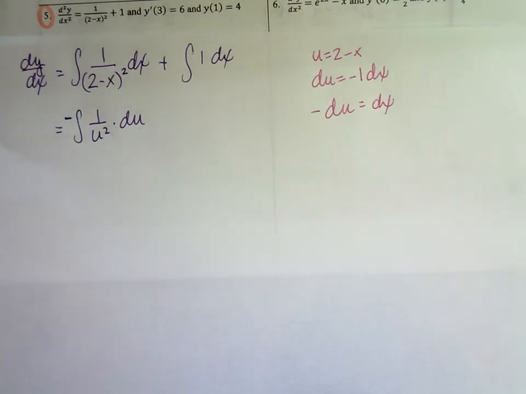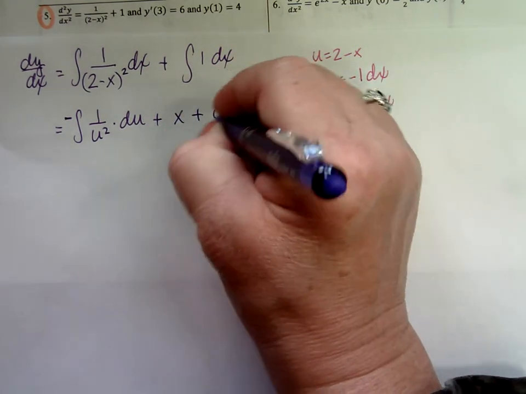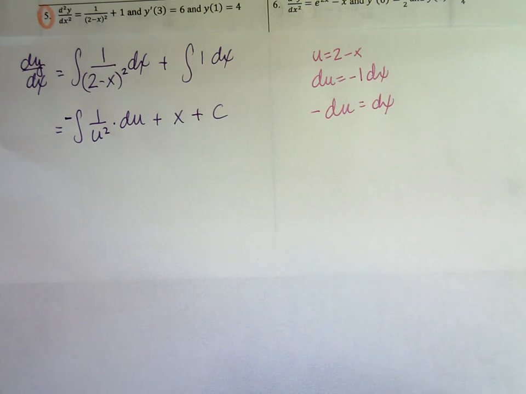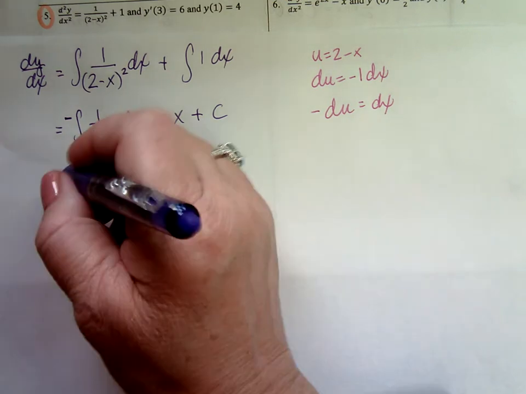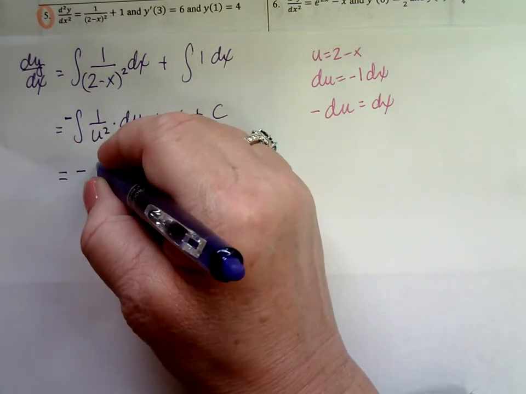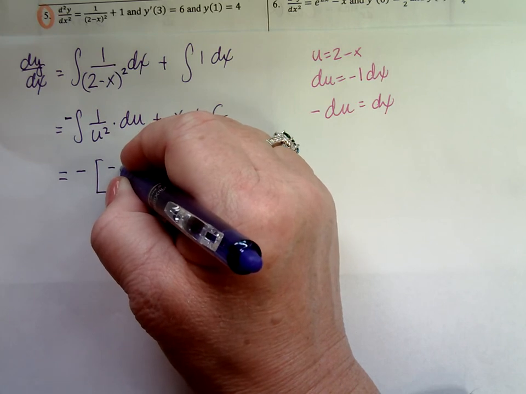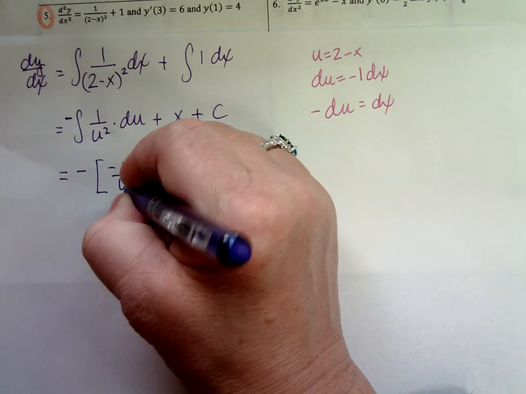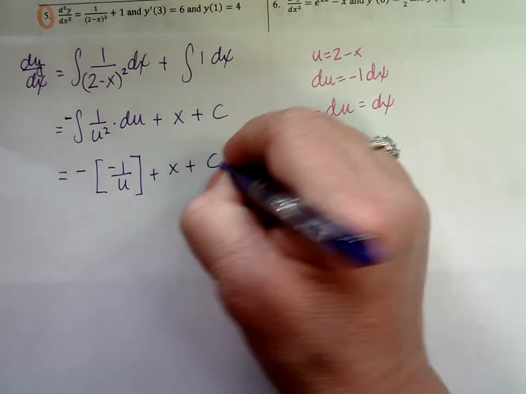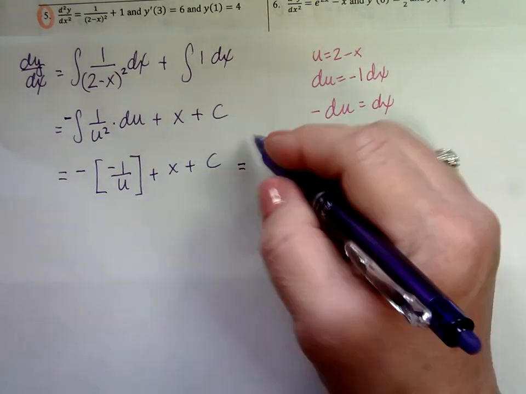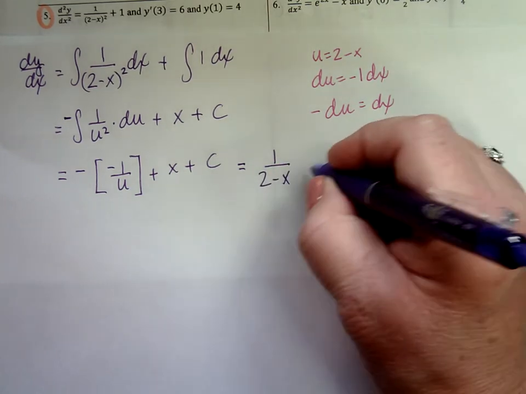And then I've got this part here, and the integral of 1 is just an x, and I'm going to need a plus c at the end. So now I have to play around with this front end guy. He would be u to the negative 2. And if I integrate u to the negative 2, it is negative u to the first over negative 1, so negative 1 over u plus x plus c. Now negative negative makes it positive. I have 1 over, instead of u, 2 minus x plus x plus c.